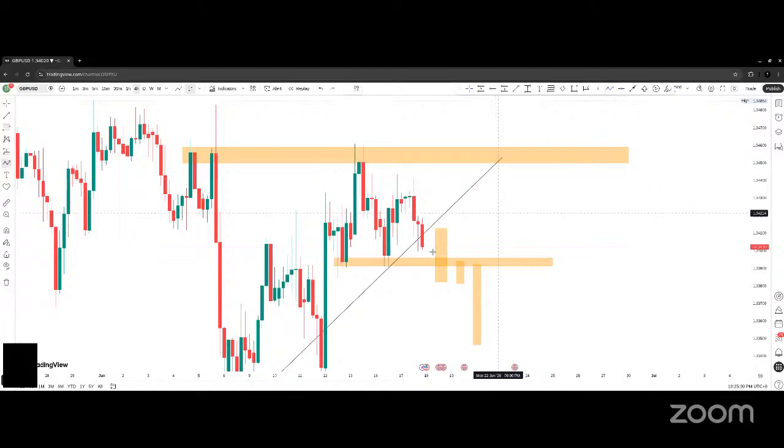So how we will look on the 15 is very simple. Lower low, lower high, reject, another high. You're going to execute on the top wick of the Hour 4 candle.